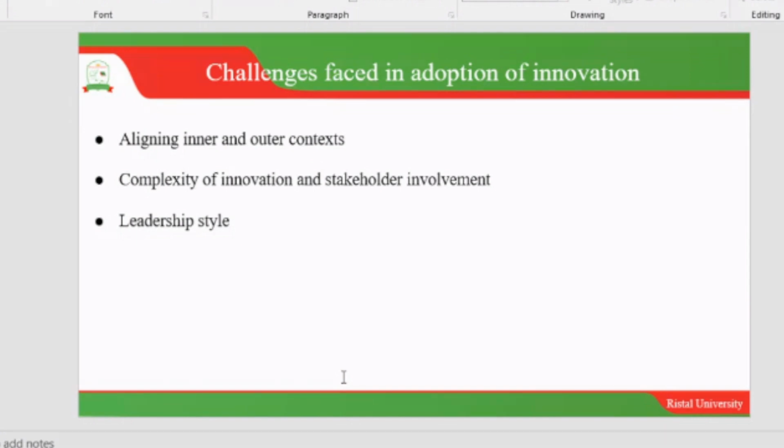Then the leadership style of the organization that you want to innovate or put your product into. How is it structured? Is it a vertical organization whereby those top managers push this innovation onto the employees, or does it gather ideas from each and every one? So all those are the challenges, and many more.